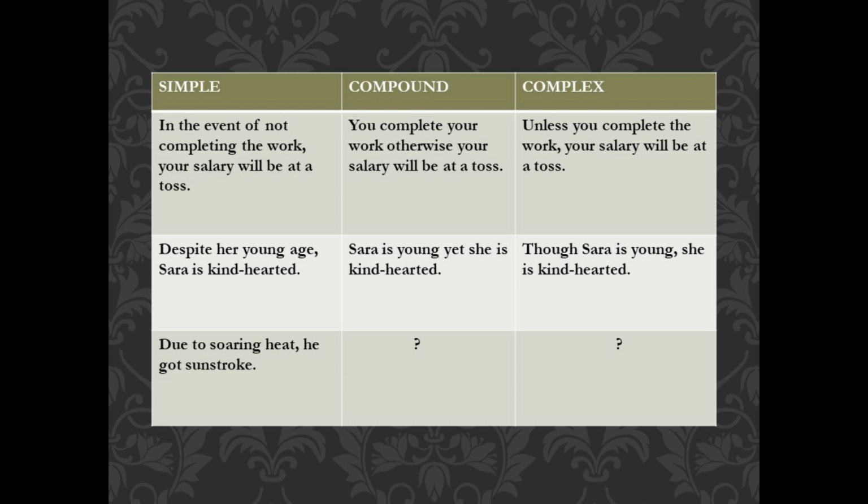Now look at the third example. Due to soaring heat, he got sunstroke. This is a simple sentence. And here, due to is a keyword that you use in simple sentences. Now it's your turn. Find the compound form and complex form of this sentence. Pause the video and try to find them.